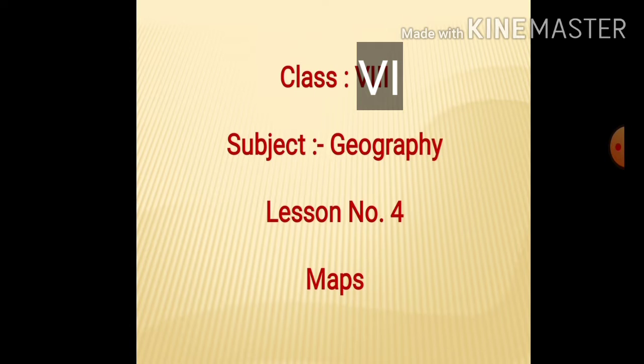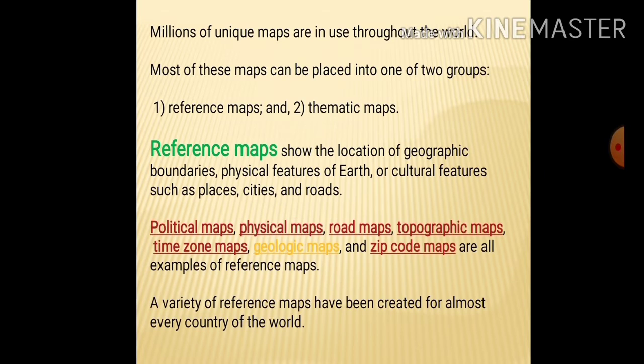Today we are going to see class 6 Geography lesson number 4, Maps. Different types of maps we will see. Millions of unique maps are in use throughout the world. Most of these maps can be placed into one or two groups, reference maps and thematic maps.